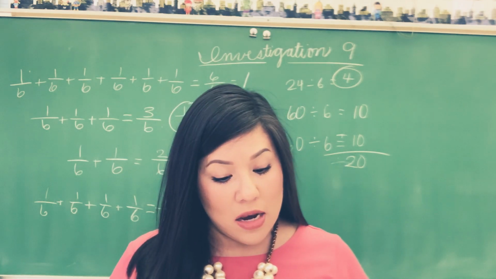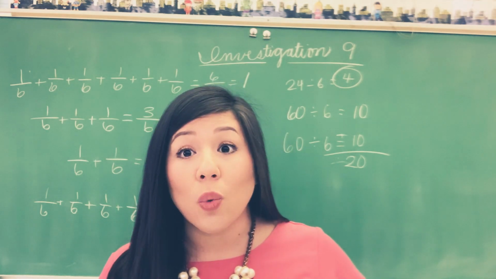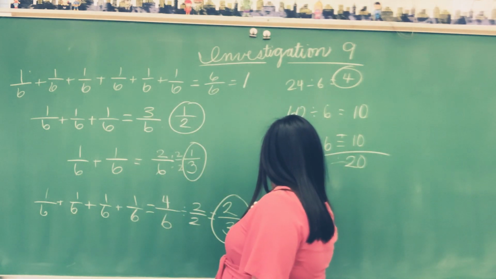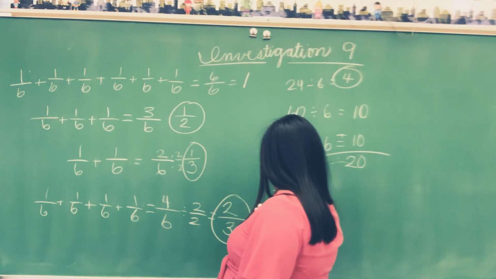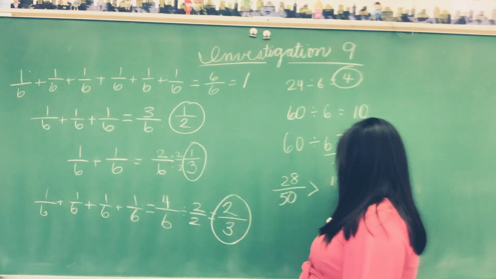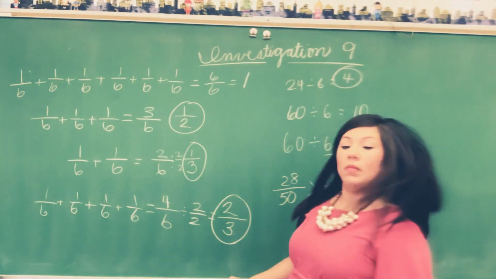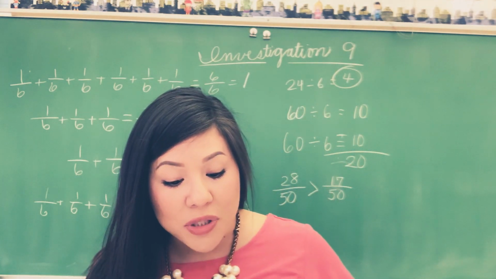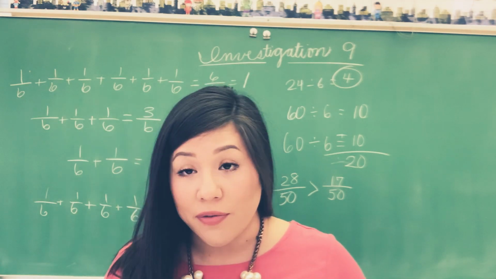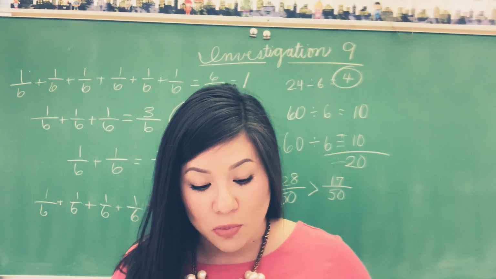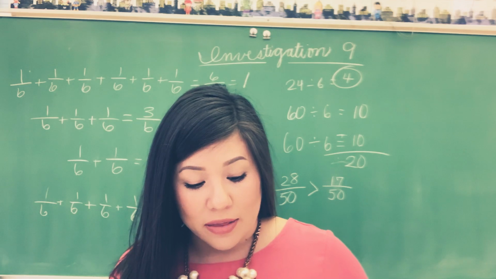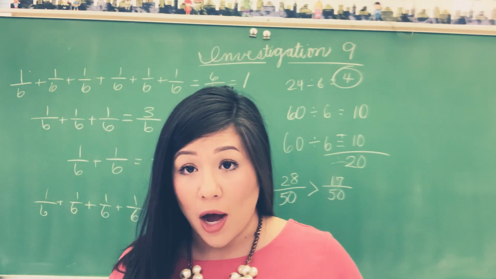So in number 9, let's analyze here. Because 28 over 50 is greater than 17 over 50, outcome 2 seems more likely than outcome 1. Because 17 out of 50 is greater than 5 out of 50, outcome 1 seems more likely than outcome 3. If you just looked at the spinner and not at the table, would you make the same statements, and why?